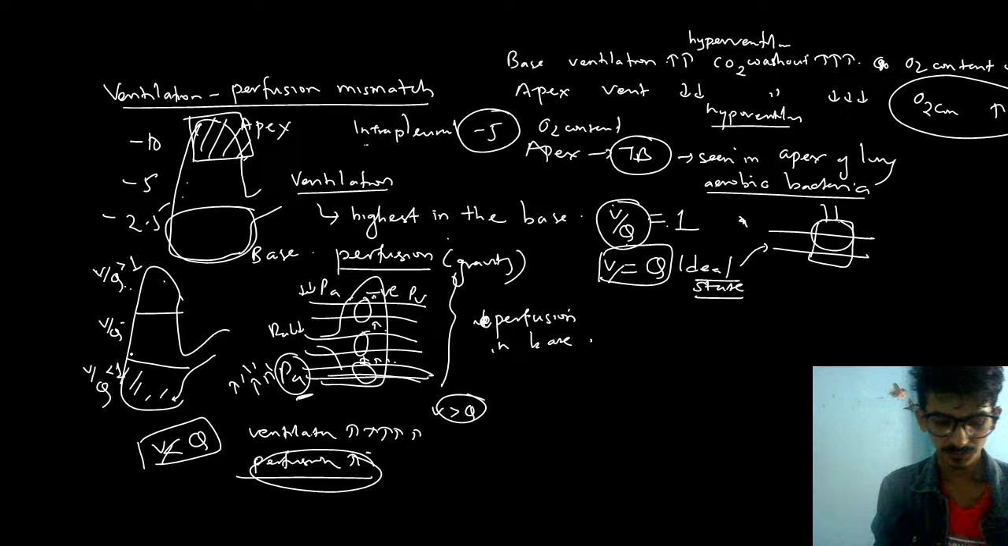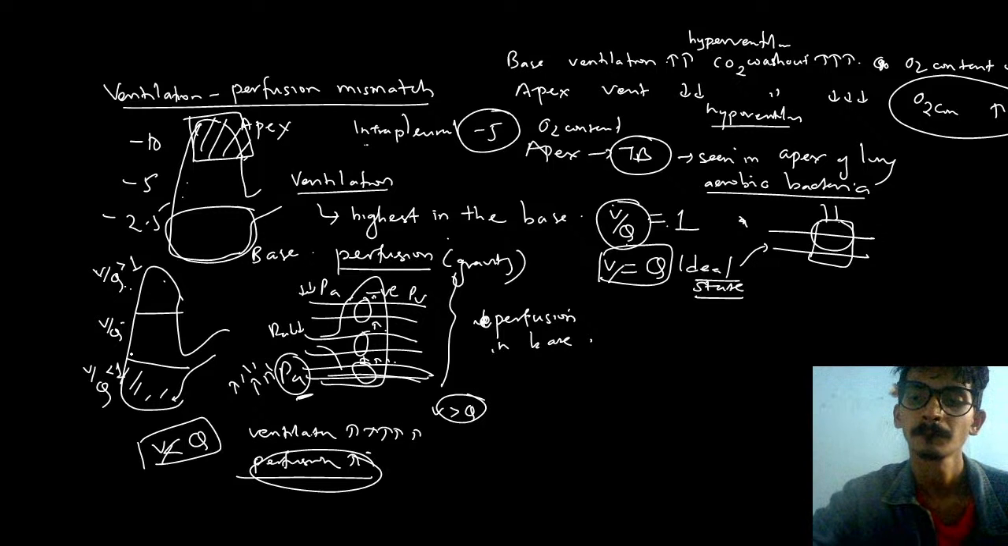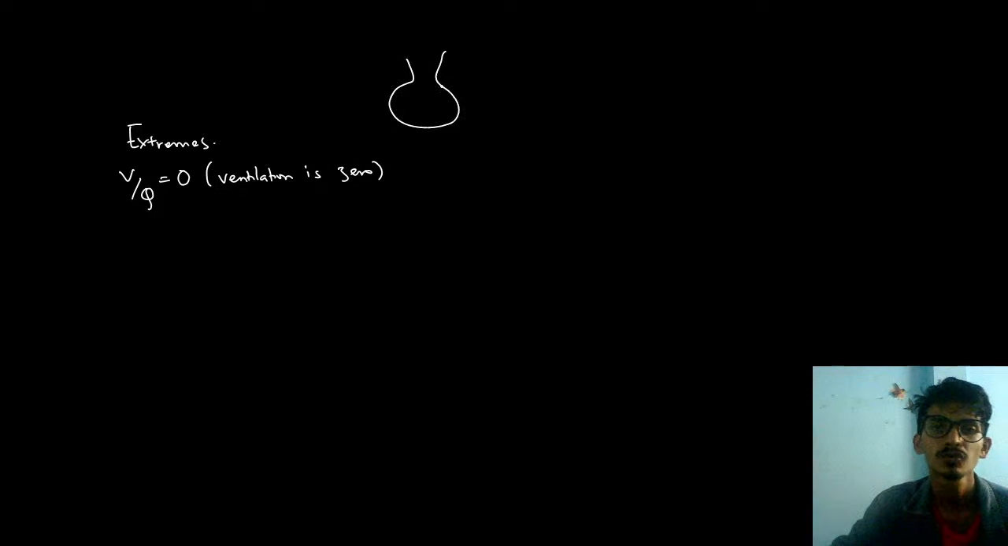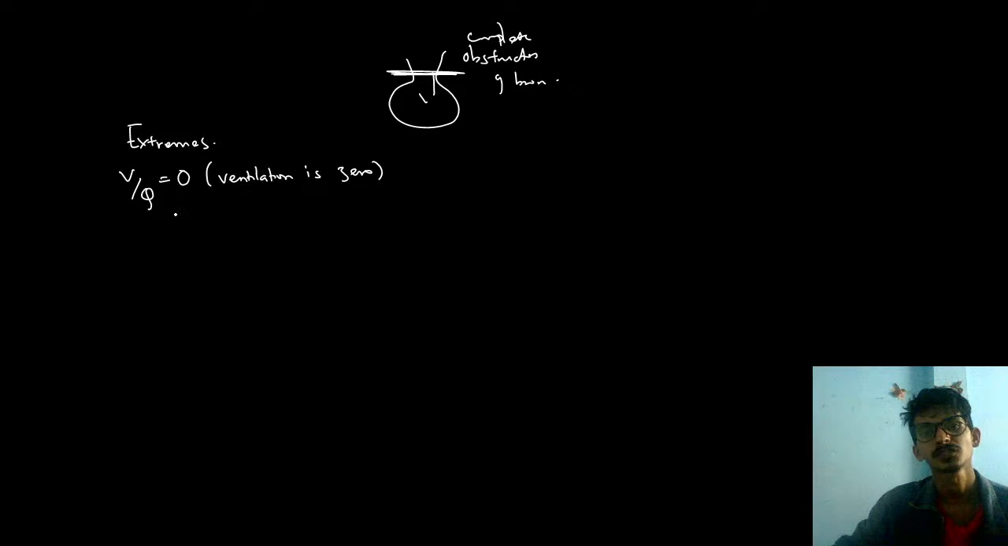Now let us see the extremes of ventilation and perfusion. Ventilation perfusion equals 0 means that the ventilation is 0. There is no ventilation. This can occur with obstruction. Suppose we have a complete obstruction of the bronchus or alveoli or anything, then that can lead to a ventilation perfusion ratio of 0.